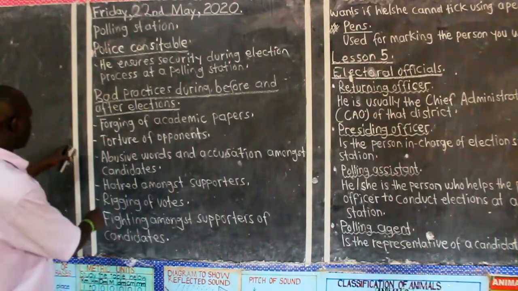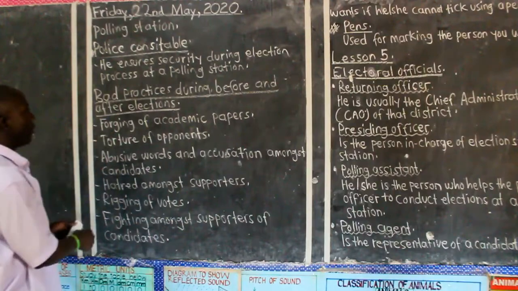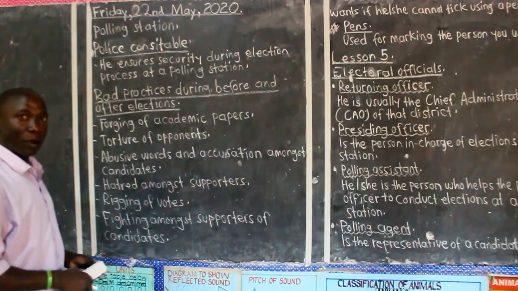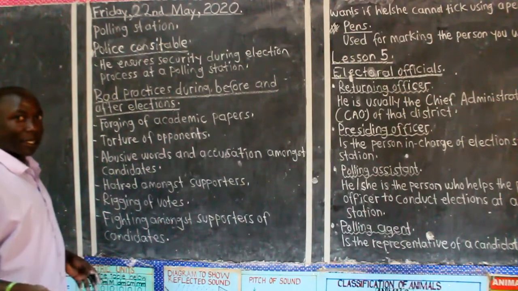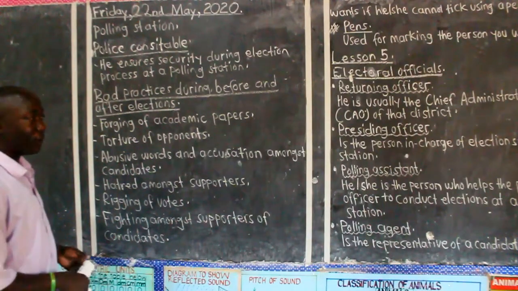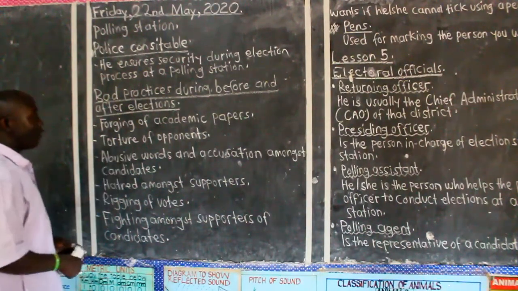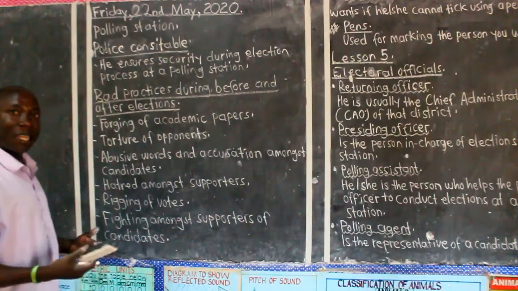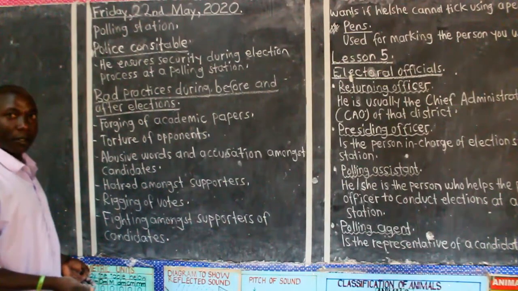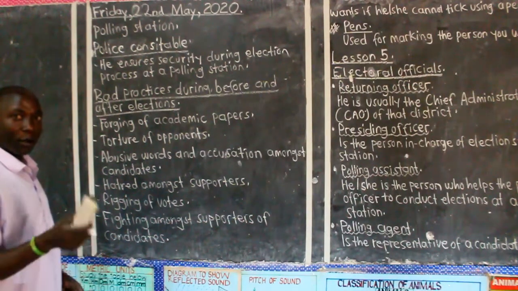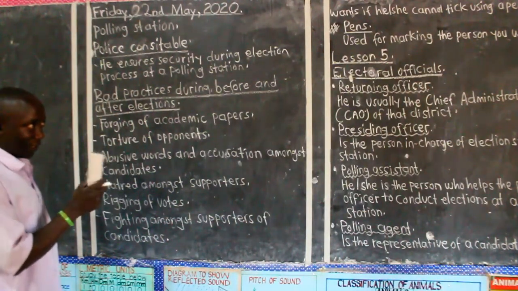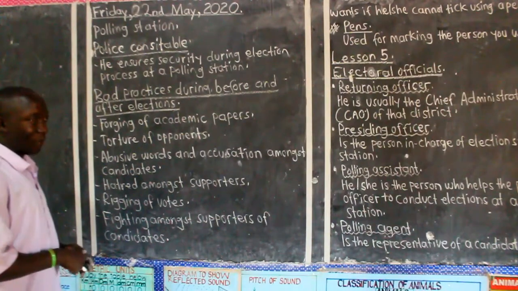So, forging of academic papers. Candidates can forge academic papers for the post they want. So that one is there. And once somebody is caught, that is prison. They take you for imprisonment. Torture of opponents. A candidate can torture the opponents of the opposite person. Can say, oh, those are not my supporters. They are supporters of my opponent. Let me go and attack them. And begin torturing them.